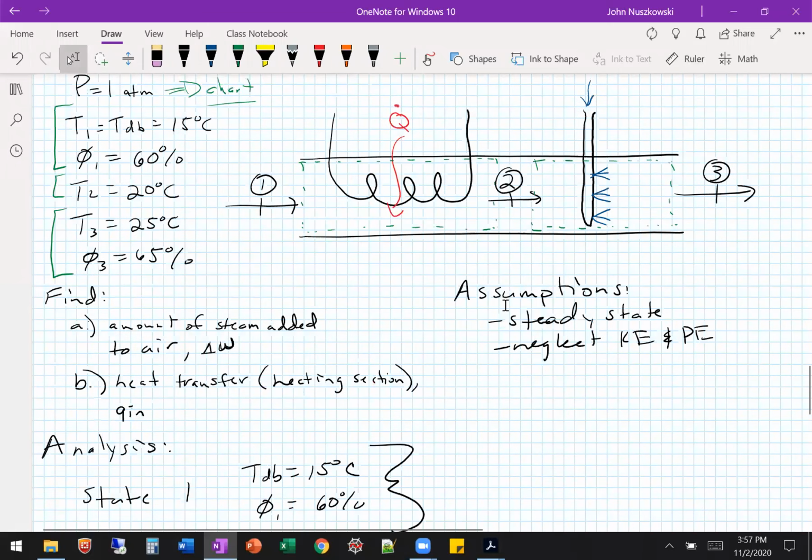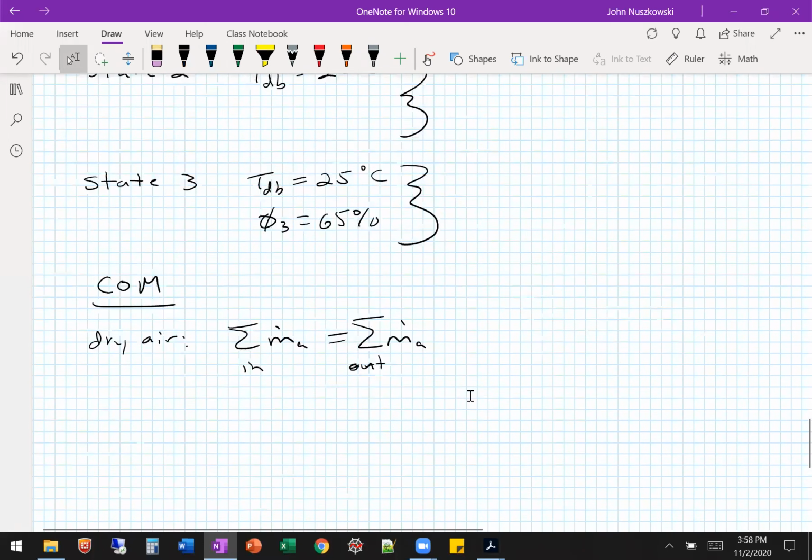Is the mass flow rate of dry air changing throughout this whole thing? Well, no. The amount of dry air at 1 is still there at 2, and the same mass flow rate of dry air at 3. We're not adding or removing dry air, so the mass flow rate of dry air stays the same. So at 1 equals 2 equals 3, which we'll just call the mass flow rate of dry air, subscript A.